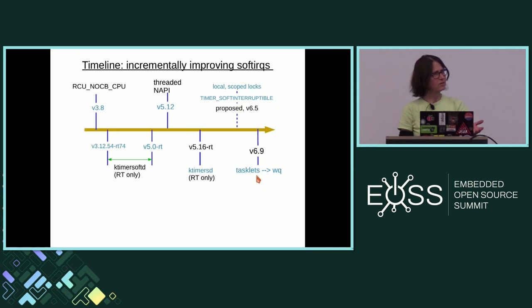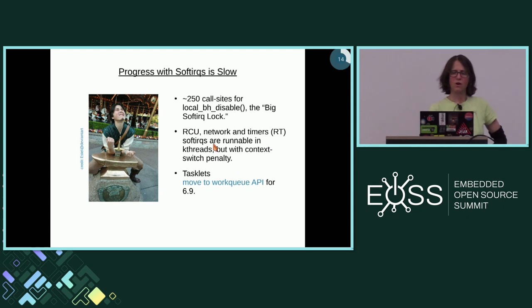I just mentioned a headline feature in some sense of the 6.9 kernel at the end of the merge window was that the tasklets are now using the workqueue API, tasklet softirqs, but it doesn't make sense to talk about that until after I talk about workqueues, which I am going to do momentarily. I'll just say to summarize this whole section that there are about 250 call sites for the big softirq lock, local bottom half disable. So it is quite a long-term difficult project to get rid of all of them. It's possible, as I mentioned, to run RCU and network callbacks and, in RT at the moment, timers in their own threads, but doing so has a context switch penalty, so you might want to consider other methods of adjusting them. And let's move on to workqueues and talk about the changes to tasklets.